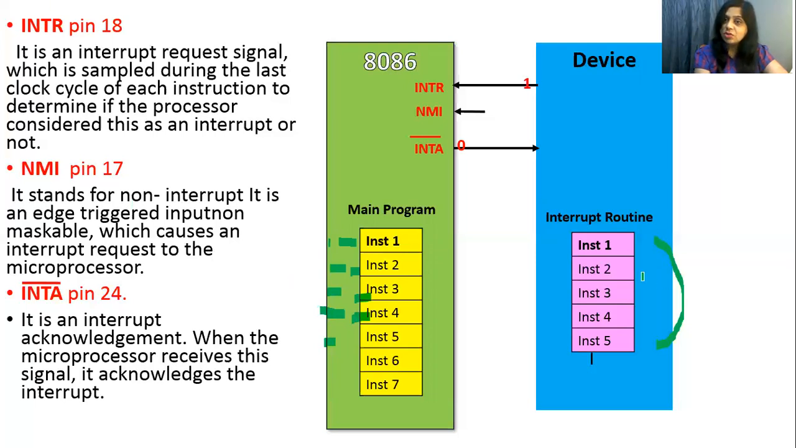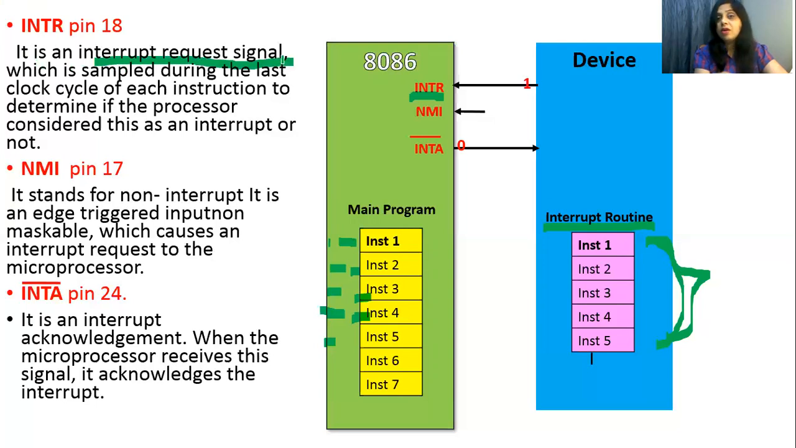Now this device also wants to execute its own program. There are 5 instructions. It is not necessary that the program of the device should always be smaller than this; it may be a bigger program also. What is this program known as? This program is known as the interrupt routine. So this device will send a request on the INTR pin. This is the interrupt pin. What is the INTR pin? It is an interrupt request signal.